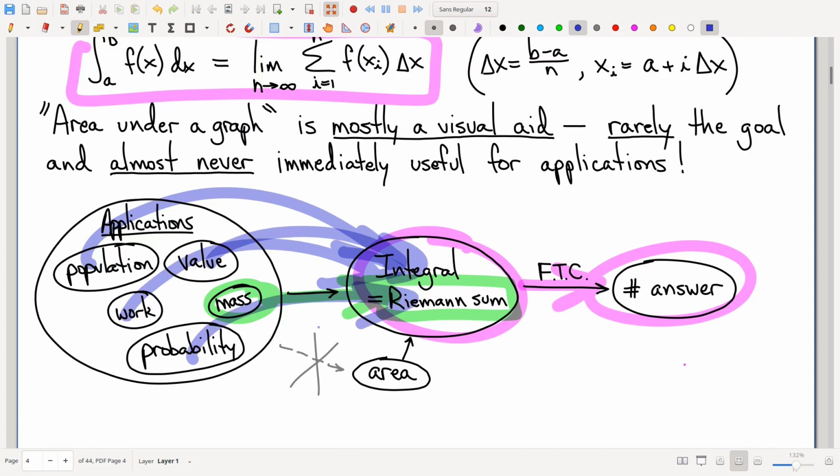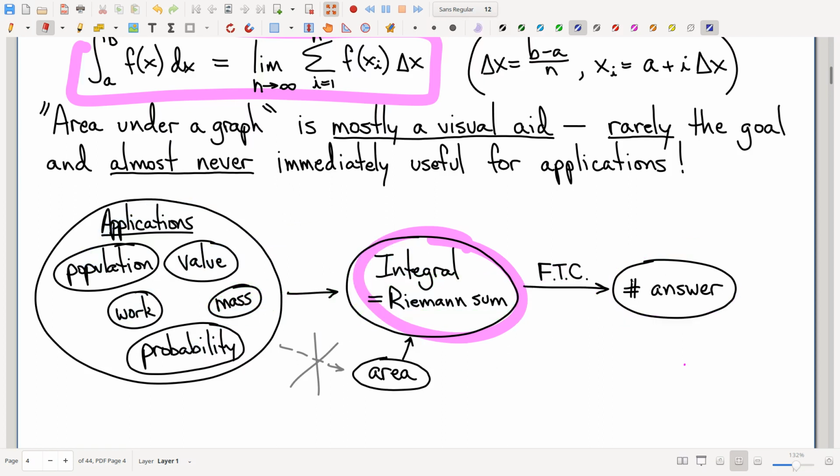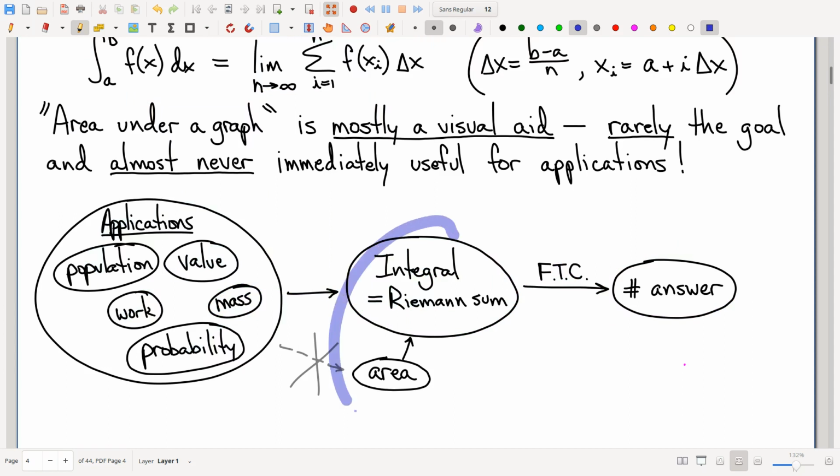Because I can chop them into little pieces, the whole is the sum of the parts, and I emphasize it's got nothing to do with area. It really doesn't. At best, area is a visual aid that maybe, I guess you could say, helps us visualize what we're adding up. But there's no getting around the fact that we really need Riemann sums, and area is a kind of little pacifier for us to make us feel better about it. Okay, so very important to understand.